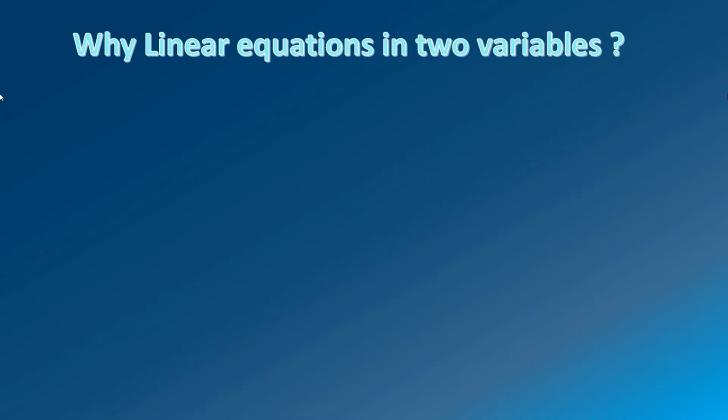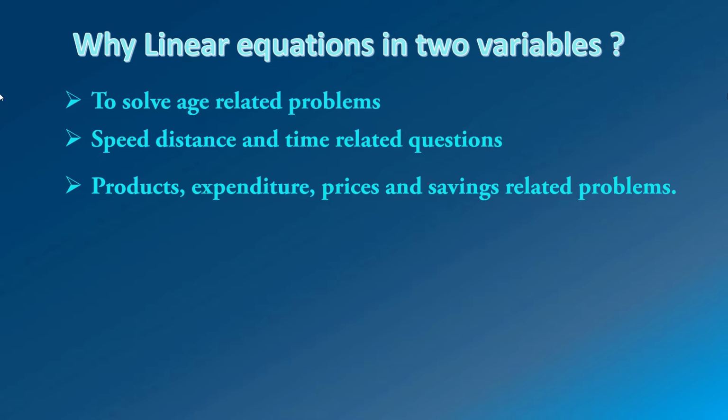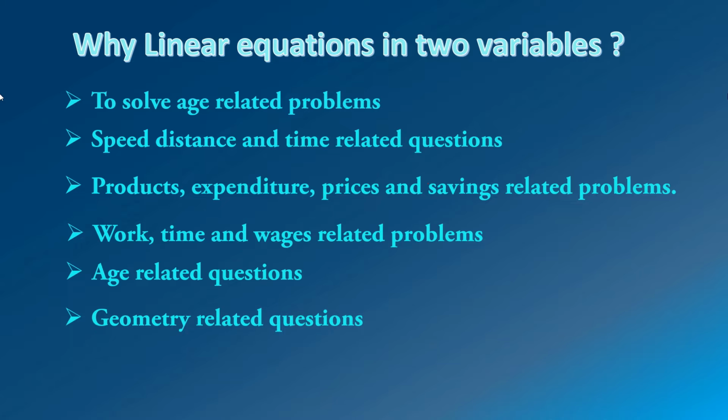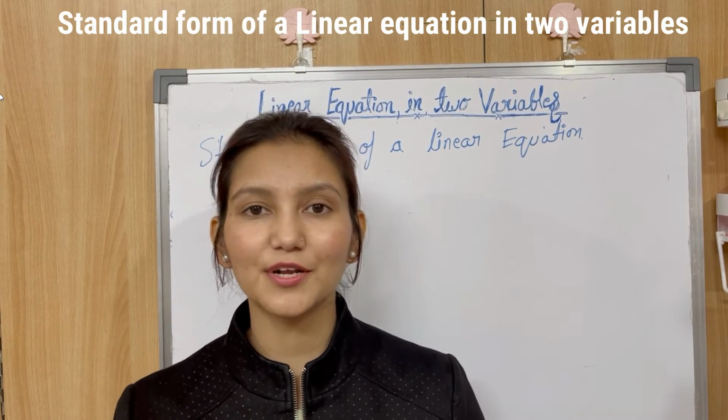Here we go. Linear equations in two variables are used to solve age-related problems. These are also used to solve speed, distance, and time-related questions. These are handy in solving problems related to products, expenditure, prices, and savings. These are really useful in solving work, time, and wages-related problems. And these equations are also used in geometry. So these are a few applications of linear equations in two variables. The list is really long.